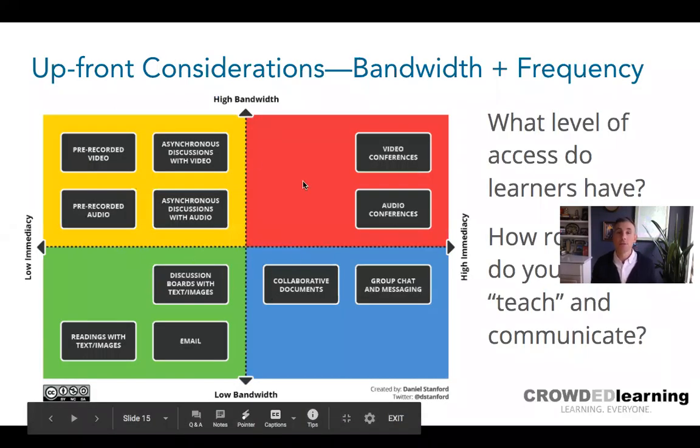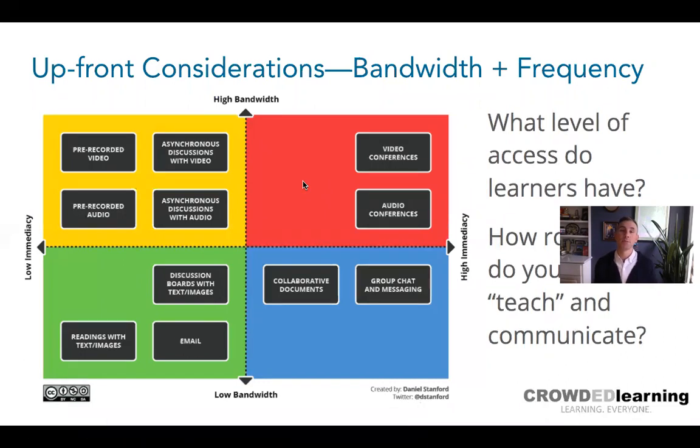And then also you do need to be upfront in considering bandwidth and frequency. So what access do your students have? You do not want to require your students to join a Zoom with video a lot if you know that they have low data plans, right? That they have limited data plans, because these do require a high amount of bandwidth.